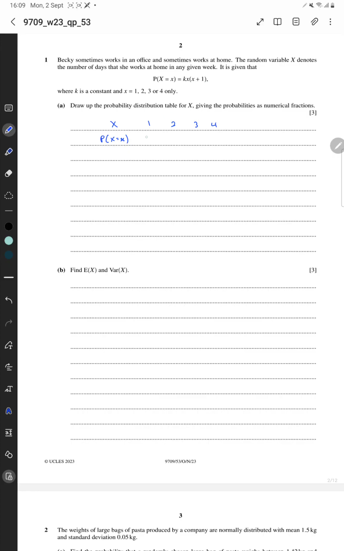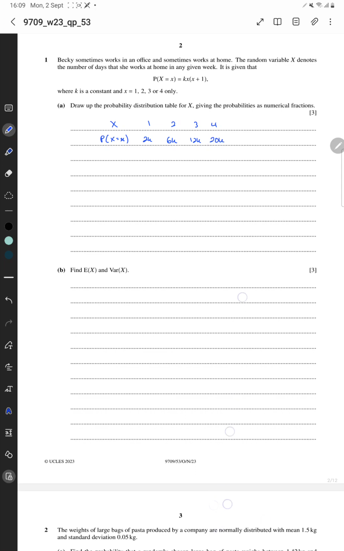Now, when x is equal to 1, that's 1 plus 1, that's 2. 2 times 1 is 2, so that's 2k. Next is 2. 2 plus 1 is 3. 3 times 2 is 6, so that's 6k. 3 plus 1 is 4, 4 times 3 is 12, so 12k. And finally 4 plus 1 is 5, 5 times 4 is 20k.